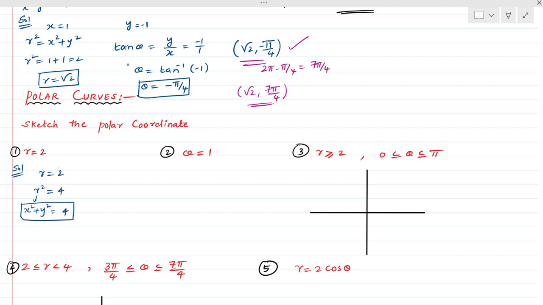So this is the equation of a circle with the center 0, 0 and radius 1. So here you will have a circle which is at the center. So this is my r equal 2. So if you get the r bigger and bigger, you will get a bigger circle.